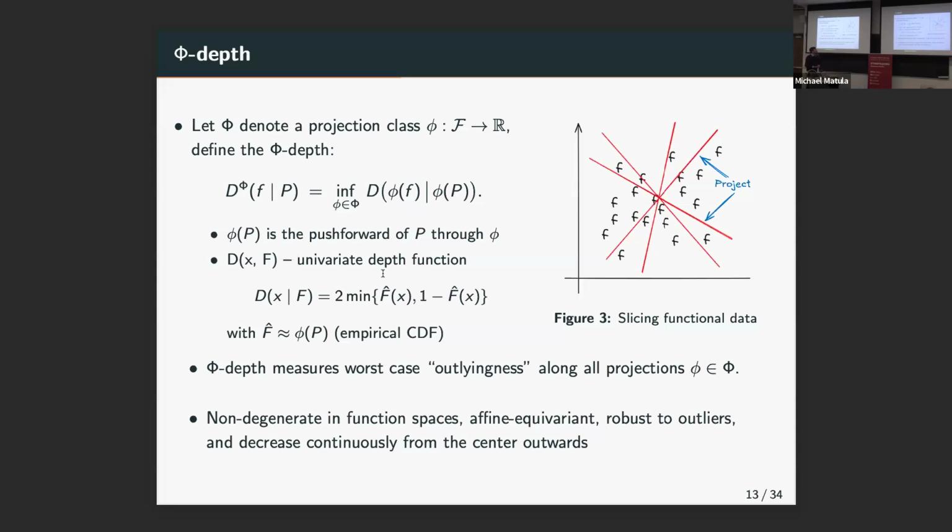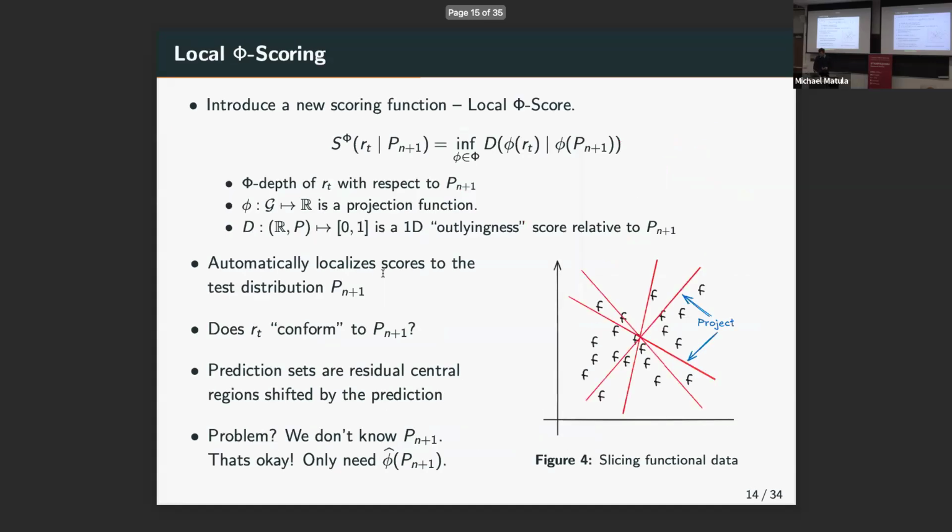So what the phi depth is trying to do, just to summarize, is measure your worst-case outlyingness along projection. The reason we're doing this is because it defines a well-defined notion of outlyingness in a function space, and we can show that it meets all these nice properties, such as these different invariances. Moreover, it is also going to allow us to define central regions of the distribution.